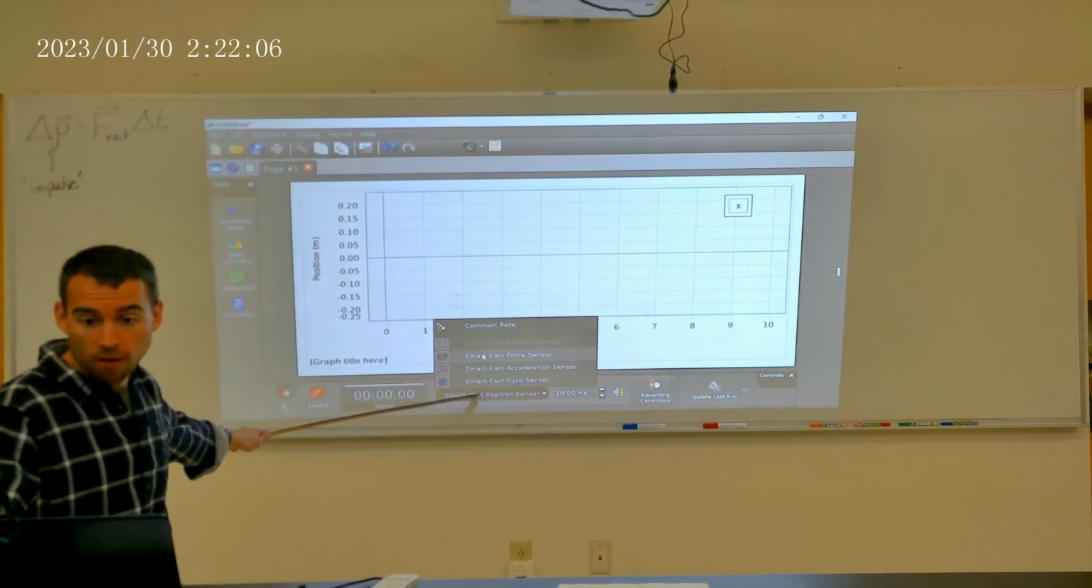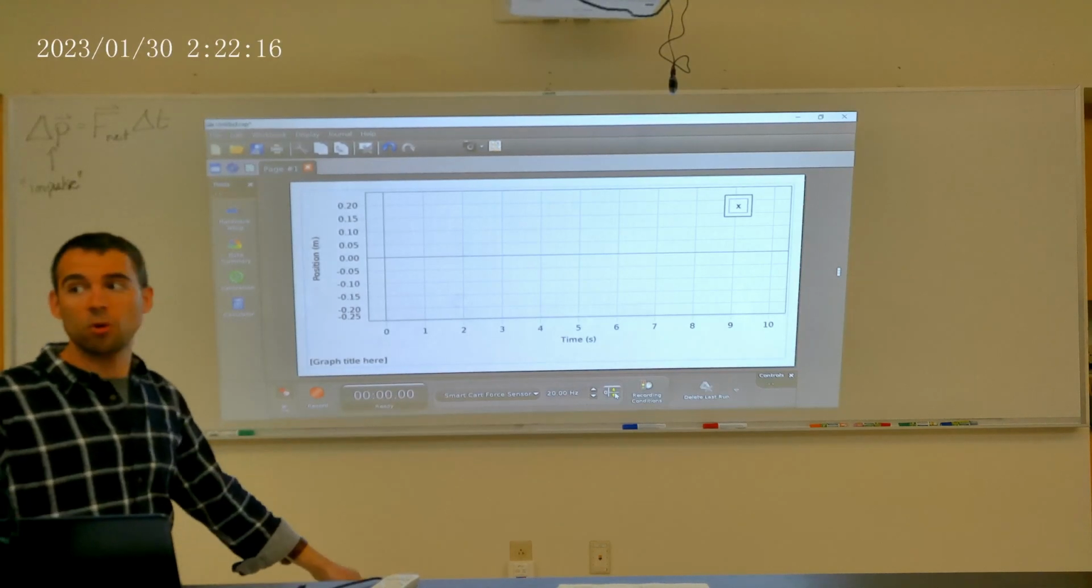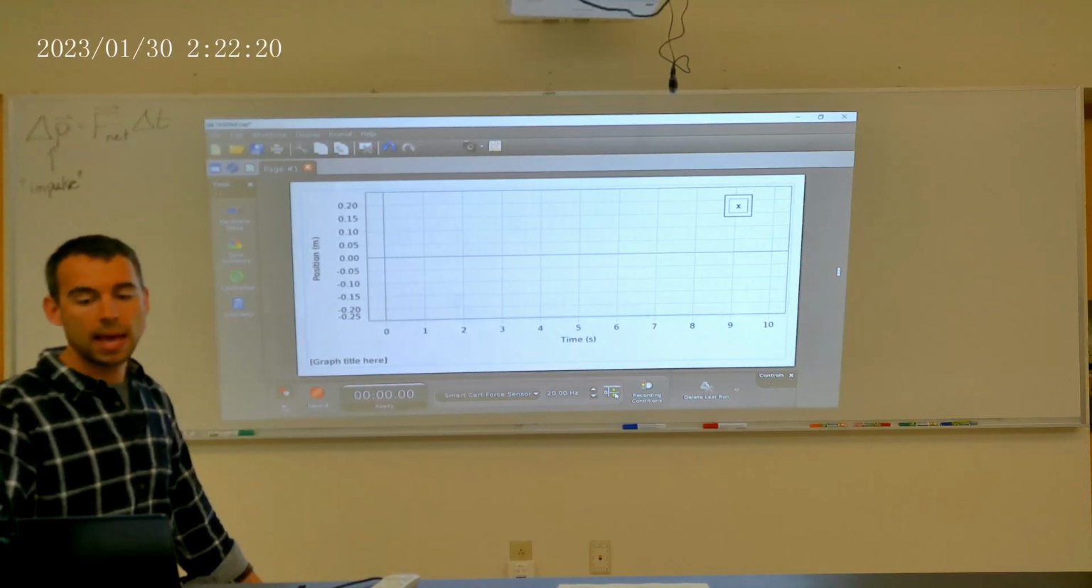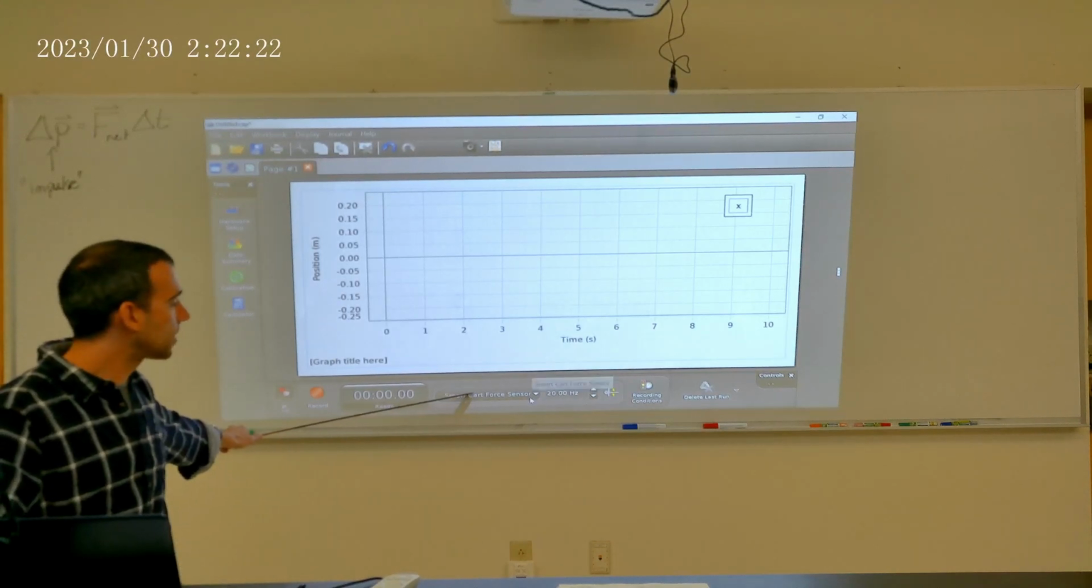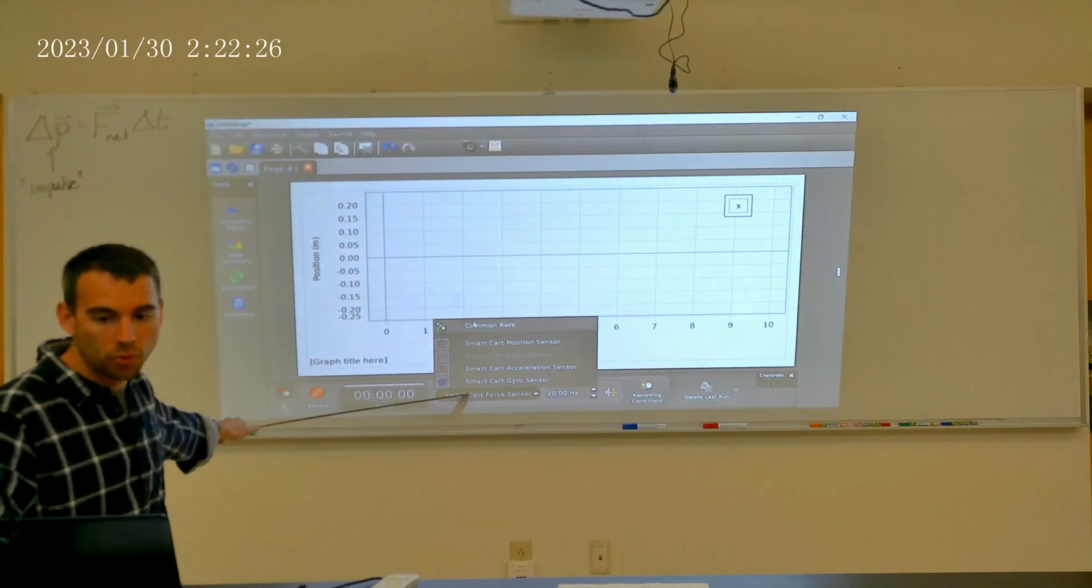And in the smart car force sensor at the bottom, make sure that you also zero the force sensor. You should now have your position sensor and force sensor zeroed. And then at the bottom, last thing is we want to go to common rate to make sure that it collects both of those data at the same rate.